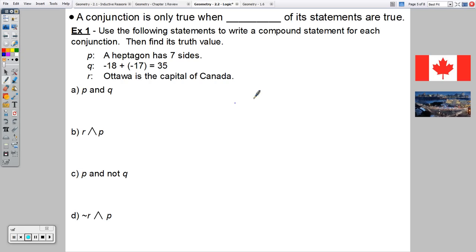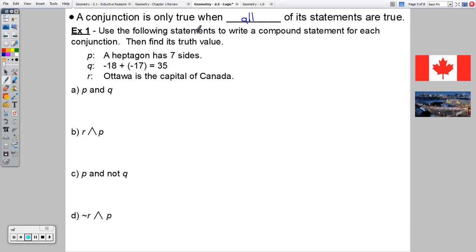Moving on to the next slide. A conjunction is only true when all of its statements are true. So if there's just two statements, then both have to be true. If there's three statements, all three would have to be true. If you had a 10-statement conjunction, crazy, they would all have to be true for the whole conjunction to be true. So let's take a look at some examples.